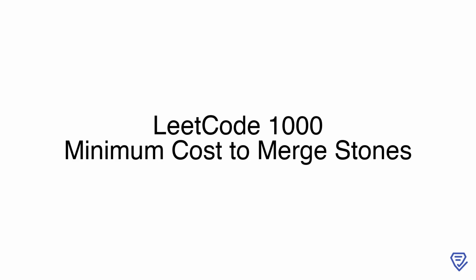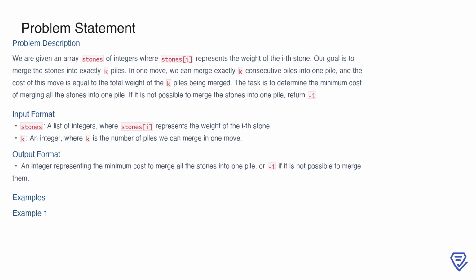Let's dive in. In this problem, we are tasked with merging an array of stones into exactly one pile, but with a specific constraint: we can only merge exactly k consecutive piles in one move. Each move has a cost equal to the sum of the weights of the piles being merged. The ultimate goal is to determine the minimum cost required to merge all the stones into one pile.